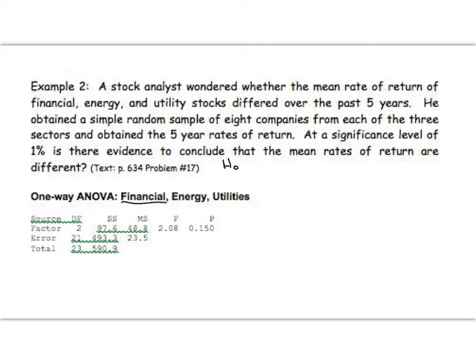So we have financial, energy, and utilities. We have 3 means that we're comparing. So our null hypothesis is that mean 1 equals mean 2 equals mean 3. And our alternate hypothesis is that at least one mean is different.